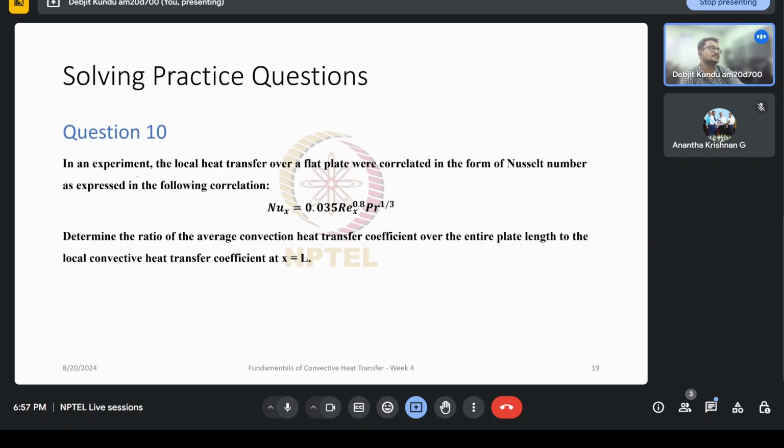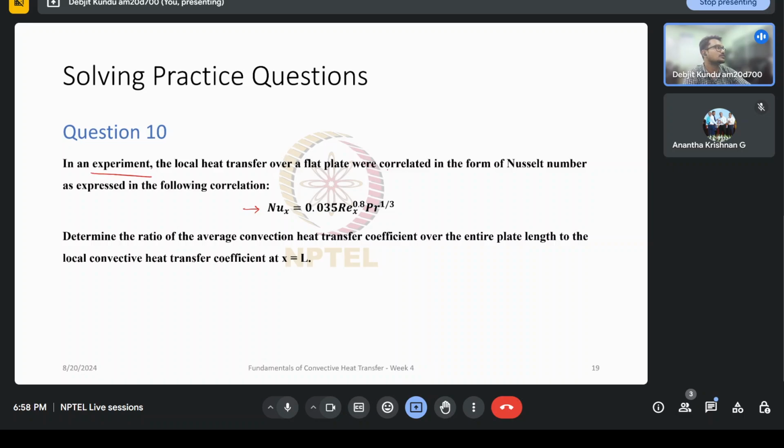This is asking us that in an experiment, the local heat transfer over a flat plate was correlated in the form of Nusselt number as expressed by the following correlation. In the lectures, we saw how we can derive a Nusselt number with some assumptions. That was an entirely mathematical or theoretical process. Now, this problem is telling that in an experiment it was correlated.